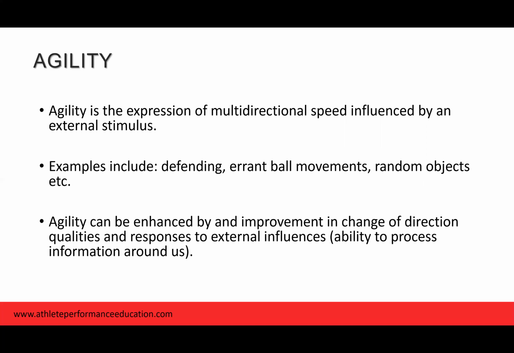If we're able to uptake more information, be aware of all the different things that are happening around us, our ability or our vision is improved. With that improved vision, we're able to process the information at a faster rate and therefore able to make decisions and respond to that stimuli at a faster rate. So one equation is improving the change of direction qualities, and the other equation is improving the external stimuli processing. How do we do that?